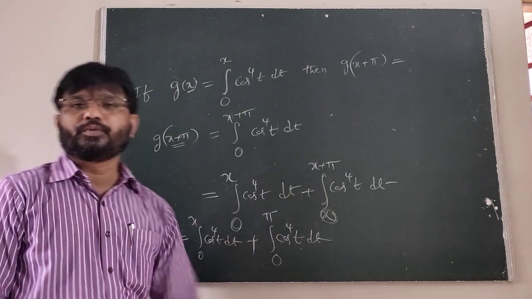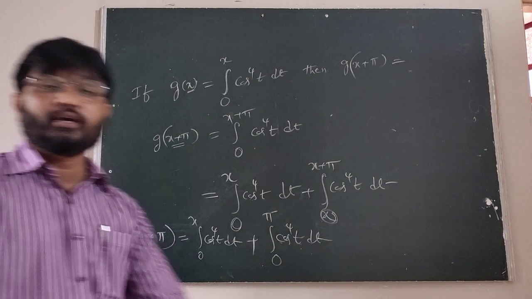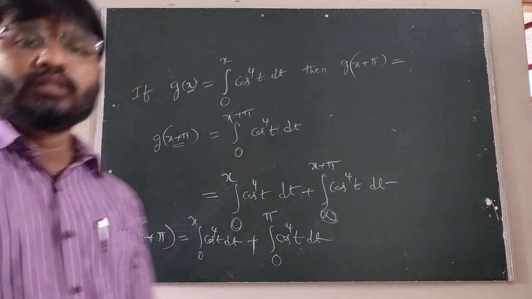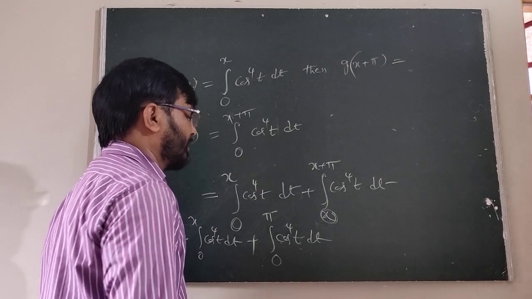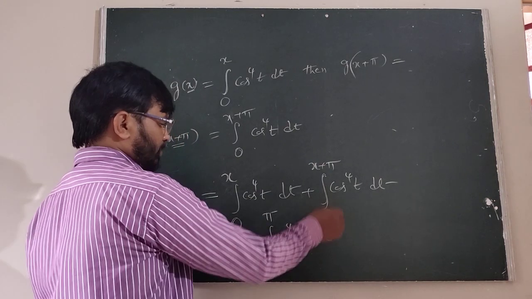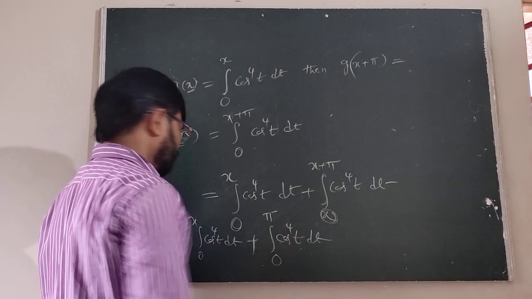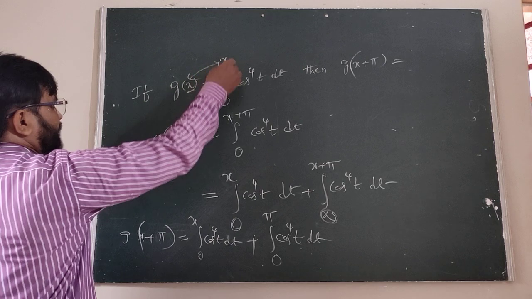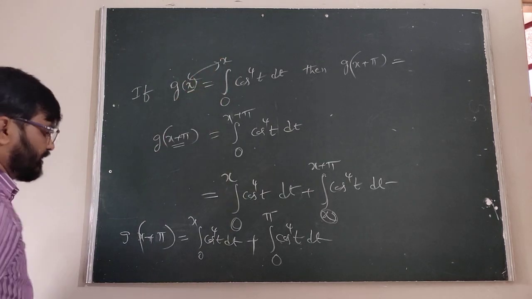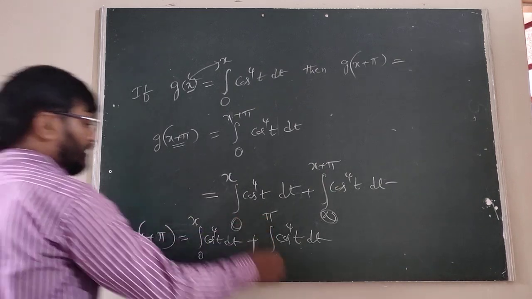Here there is x and x. We can split it into two integrals, from 0 to x and from x to x. The integral from x to x is nothing but 0, because when the lower and upper limits are equal, the value is 0. That's why x minus x is 0, and there is pi. Now we have to know that this can be written as g of x.